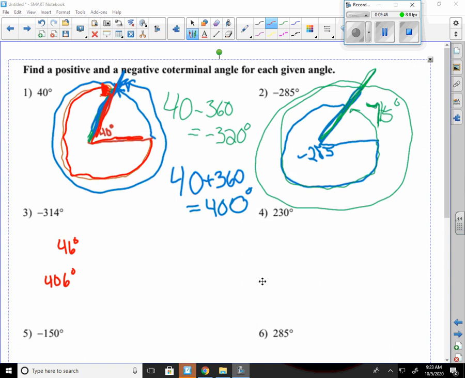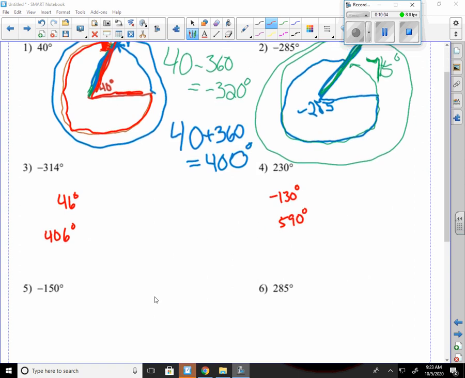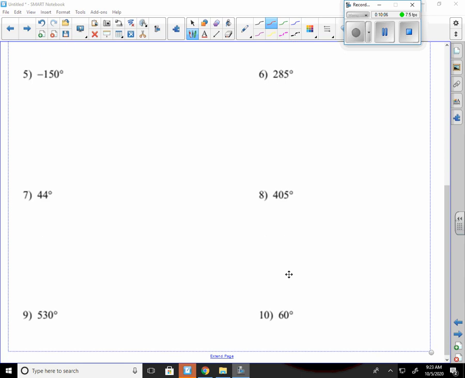230. Do 230 plus 360, and then 230 minus 360. 230 minus 360 gives me negative 130 degrees. 230 plus 360 gives me 590 degrees. Negative 150, add 360 to that, that's going to give you 210. I could add 360 to 210, give me 570. Or I could do negative 150 minus 360. Either one would work.